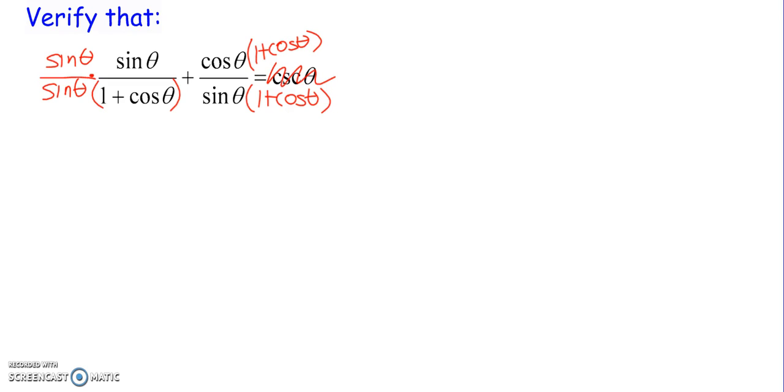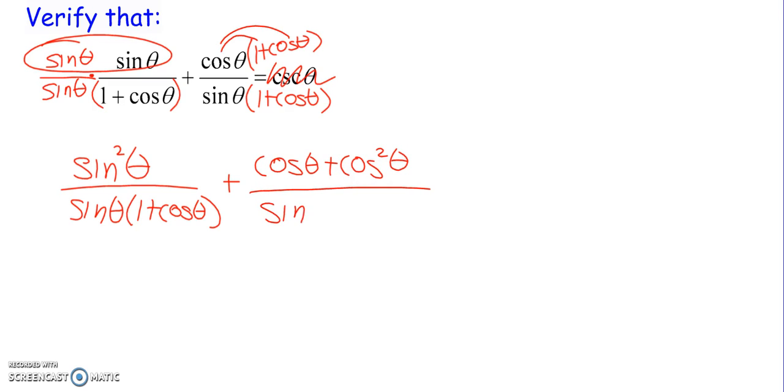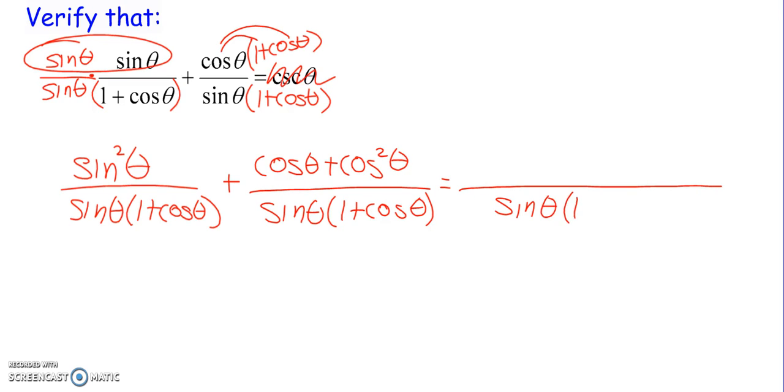So I'll simplify the top right here. That's sine squared theta over, and I know my denominator is going to be sine theta, parentheses 1 plus cosine theta. And now it's plus. All right, here I'm going to do a little distributive property. I'm going to call that cosine theta plus cosine squared theta, all divided by the same denominator, 1 plus cosine theta. Now that I have the same denominator, I'm going to be able to write this as just one fraction, and I already know the denominator because when I add fractions, the denominator stays the same.